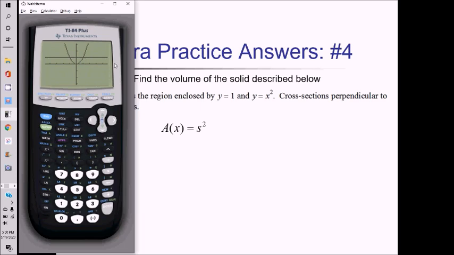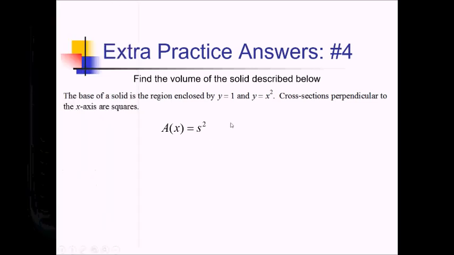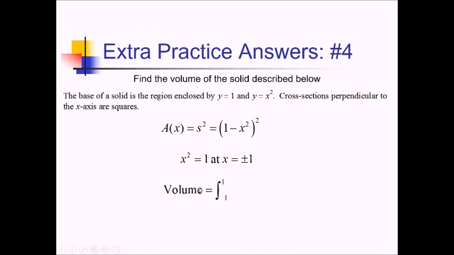So that means that this side of the square, I could express as 1 minus x squared. That gives me that distance. So I've got then (1 minus x squared) squared for my area formula. So that's what I'll be integrating. Now I need limits of integration. So I need to know where 1 and x squared intersect. If I set those equal to each other, then clearly this is happening at plus or minus 1. So my volume then is going to be the integral from negative 1 to positive 1 of this A of x dx that we just wrote.